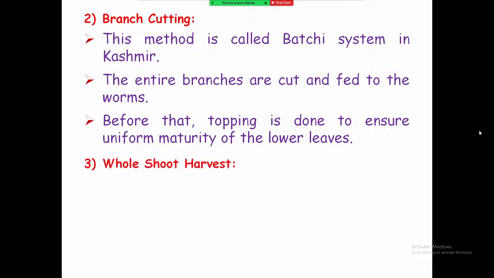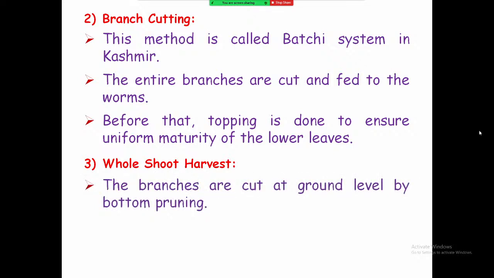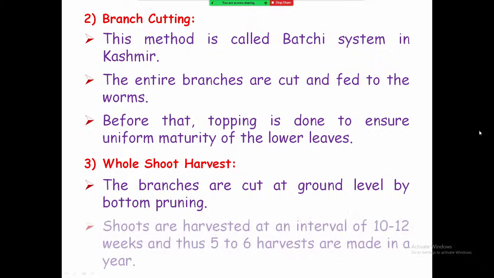Then the third method is the whole shoot harvest method. Here the branches are cut at ground level by bottom pruning. Okay, and then the shoots are harvested at intervals. These shoots are harvested at an interval of 10 to 12 weeks, and thus 5 to 6 harvests are made in a year. Okay, in this method, the entire branch is removed by bottom pruning at an interval of 10 to 12 weeks, and 5 to 6 whole shoot harvests are done in a year.